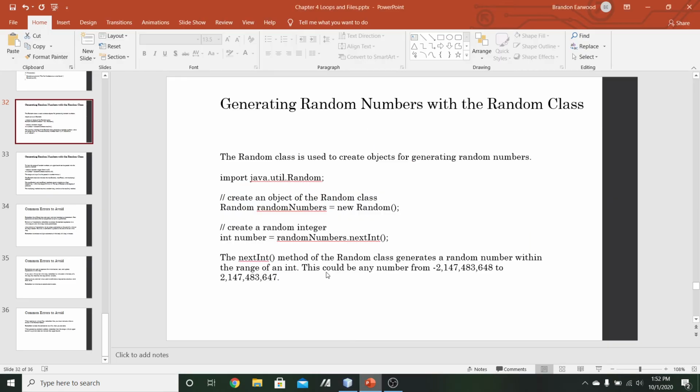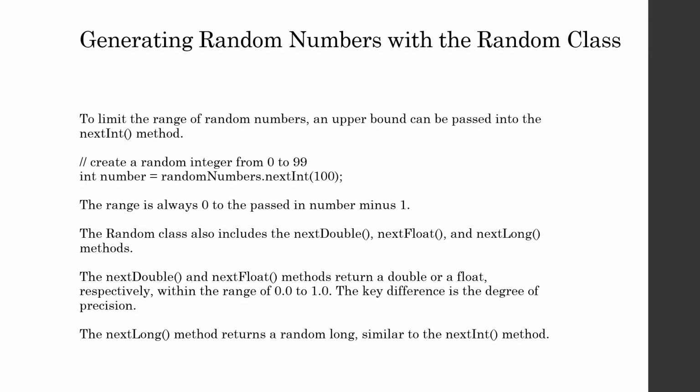So in addition to the nextInt method, there are a couple of other things we could consider. One of these would be to limit the range of random numbers. We can provide an upper bound that's going to be passed into that nextInt method. In this example, we're going to pass in the upper bound 100. What that's going to do is limit it so that the range for our random integer is anything from 0 to 99. It is very important to keep in mind that the range is always 0 all the way up to the passed in number minus 1.